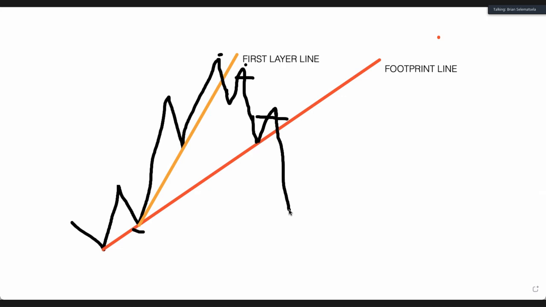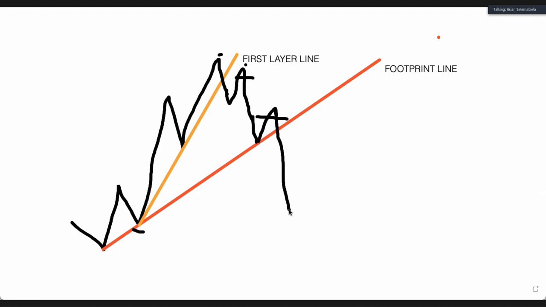It is being crossed. Now that means you'll have to close the buy trades that you took. Because if I just told you that the market breaks the first layer line, you're about to take it into the opposite direction. The market is about to go into the opposite direction. So there's really no need for you to keep on holding on those trades.